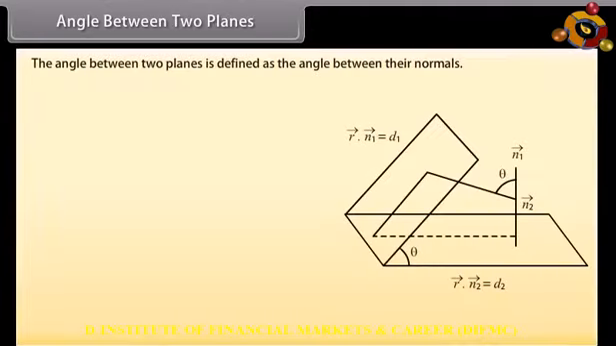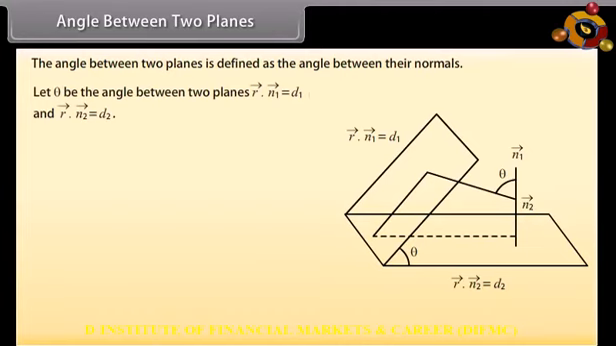Angle between two planes. The angle between two planes is defined as the angle between their normals. Let theta be the angle between two planes, r·n1 = d1 and r·n2 = d2. Then theta is the angle between the two vectors n1 and n2.